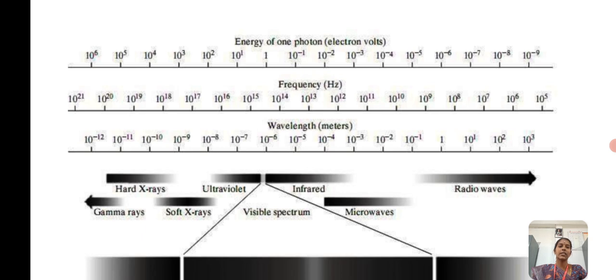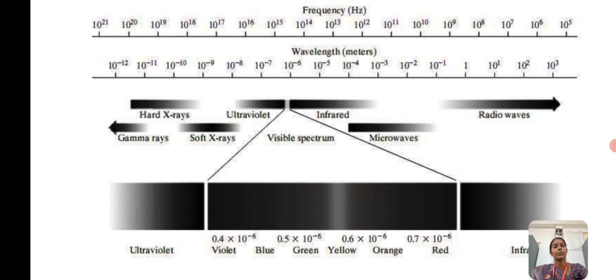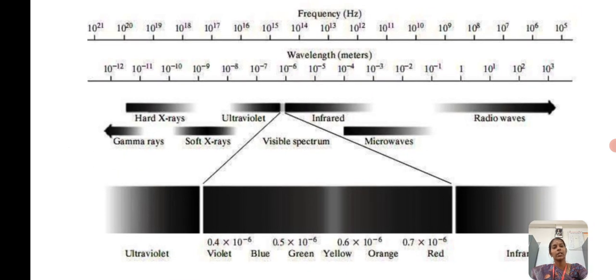Here we have the hard X-rays, ultraviolet, infrared, and then radio waves. They are allocated according to the hardness, along with gamma rays, soft rays, the visible spectrum, and microwaves, from right to left. The visible range is from ultraviolet to infrared, from 0.42 into 10 to the power of minus 6 to 0.7 into 10 to the power of minus 6. That is in the range of violet, blue, green, yellow, orange, and then red.